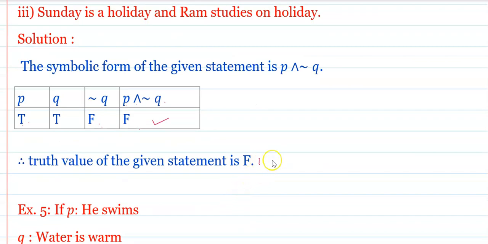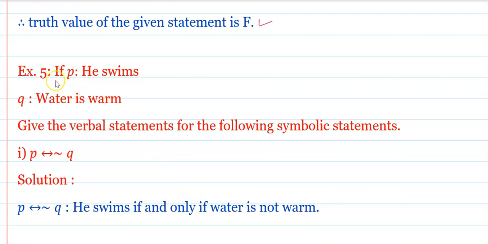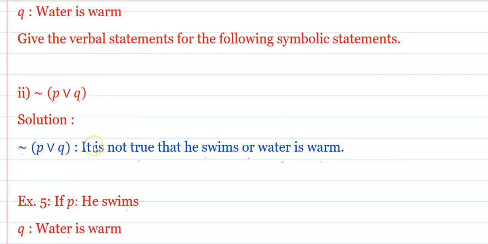Okay. Now the next question. Question number 5. If P, he swims, Q, water is warm. Give the verbal statement of the following symbolic statements. P double implication, negation of Q. He swims if and only if water is not warm. Now the second one, negation of P or Q. Because of the negation, it is not true that he swims or water is warm.